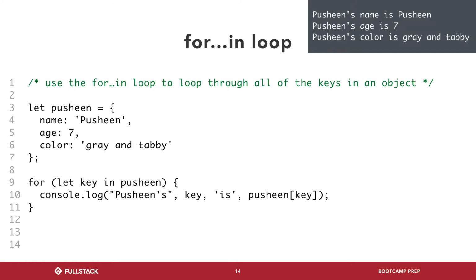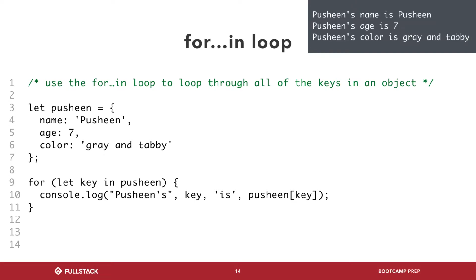We have open and close parentheses. Except here, instead of having an initializer, a condition, and an increment modifier, we have this phrase: let key in Pusheen. So for each of these words, let is a reserved word. We're basically creating a new variable, like how when we go through an array, we say let i equal 0. This is just like that let, right? That means key is what?